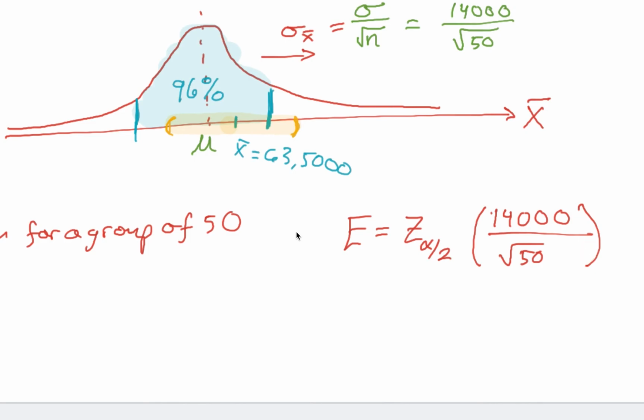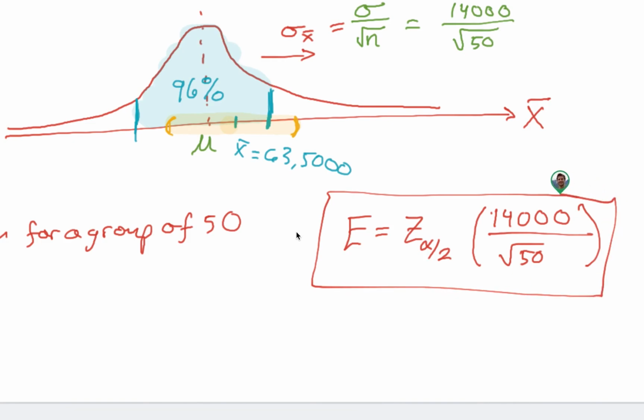So once we figure out what our margin of error is, and once we know where the center of our interval is, all we have to do is compute our confidence interval by taking x bar minus the margin of error and x bar plus the margin of error, and that's going to describe that yellow region that we highlighted above.